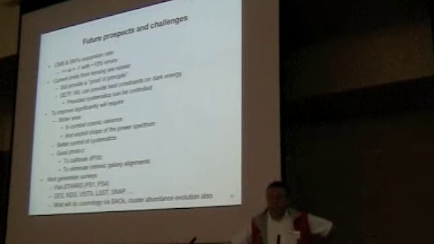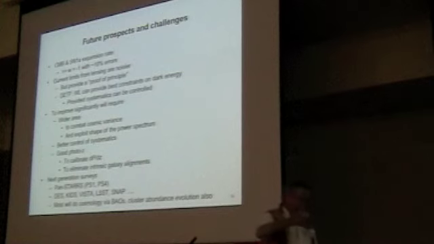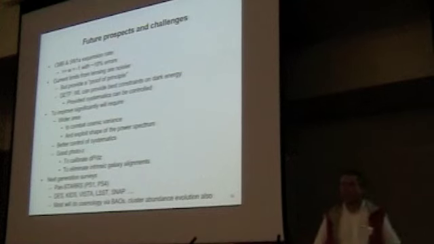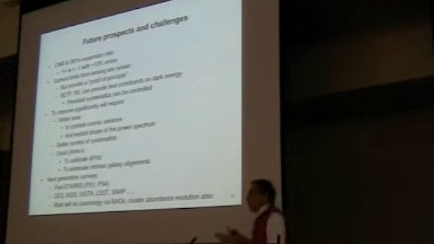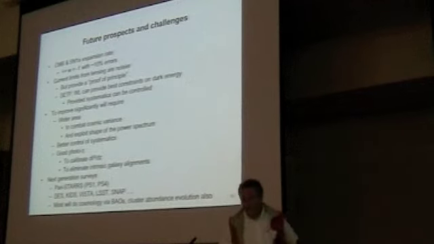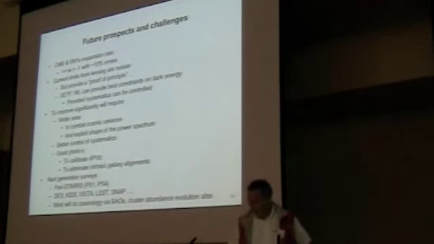The wider areas beat down the cosmic variance, and we'll also be able to look at the power spectrum and other measures over a much wider range of scales. I think that's an area where, at the moment, we're so limited in dynamic range. We need better control of systematics.